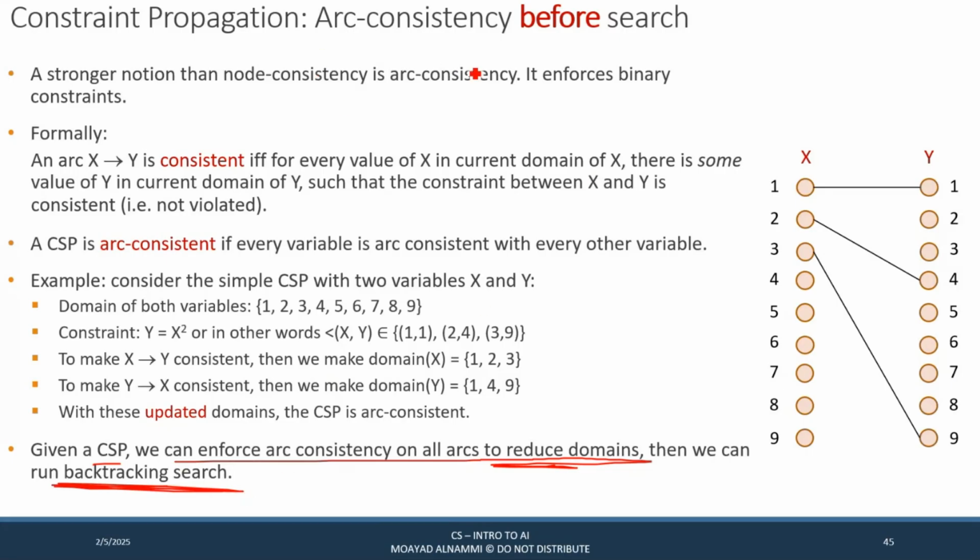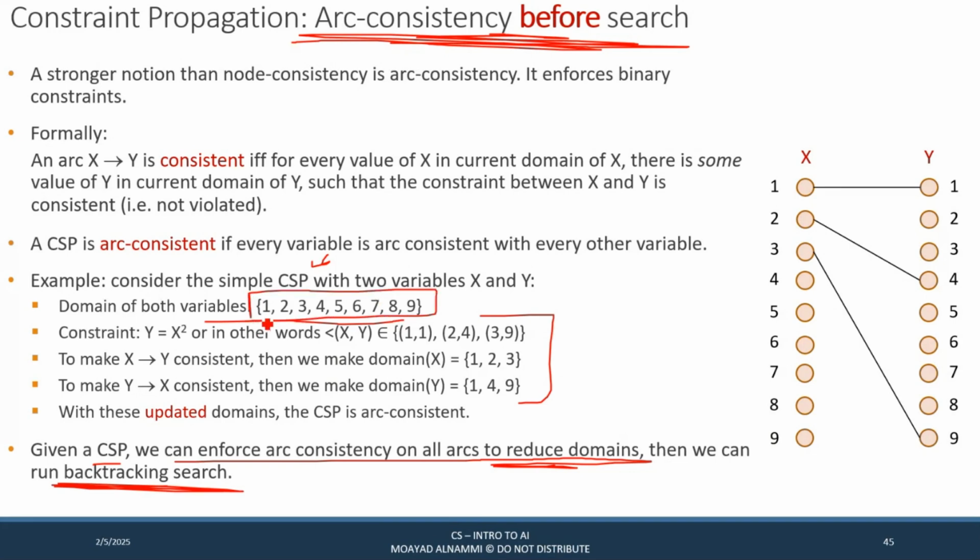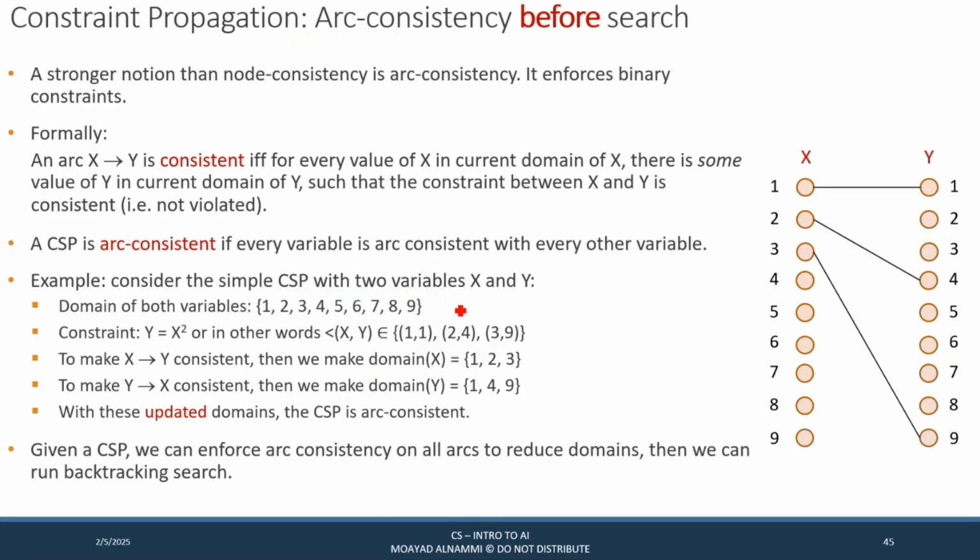So you can run arc consistency before doing a search, such as we did here. This is an example of full domains. Before we even run backtracking search, we can enforce arc consistency, and the domains of both variables X and Y went from this domain to a reduced domain. This can reduce the amount of search that you do because the domains are reduced. So this is applying arc consistency before the search.